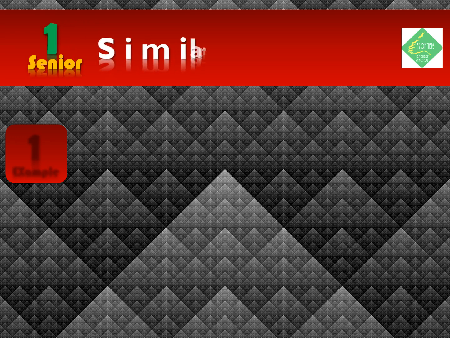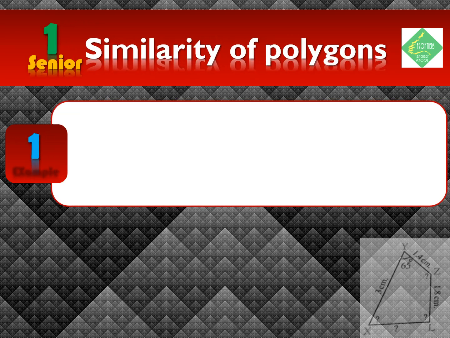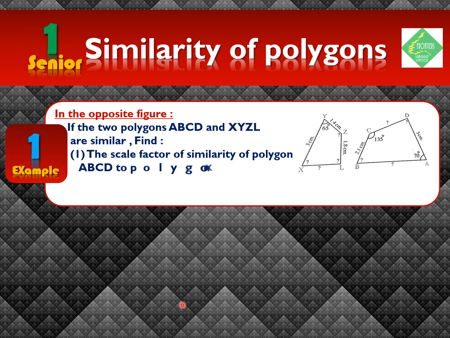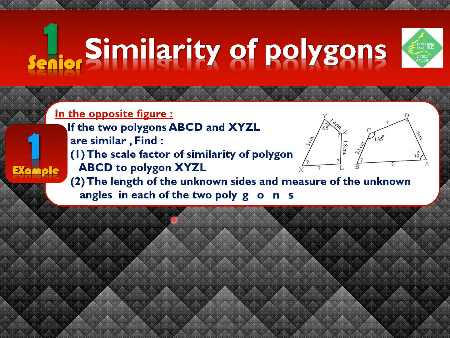Let's take the first example. Look at the opposite figure. If the two polygons A, B, C, D and X, Y, Z, L are similar. Number 1, you want to find the scale factor of polygon the first ABCD to the second XYZL. Number 2, you want the lengths of unknown sides and the measure of unknown angles also.